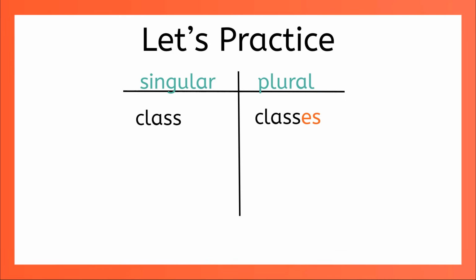Let's try another. How about fox? Well, fox ends with an X, so more than one would be foxes. I think we're getting the hang of this. Let's practice a couple more together. How about the noun radish? Radish ends with SH, and I probably wouldn't have only one radish growing in my garden. I would have more than one, and that would be radishes.